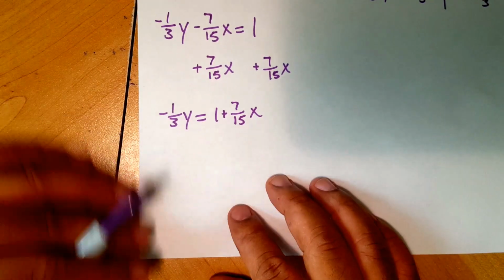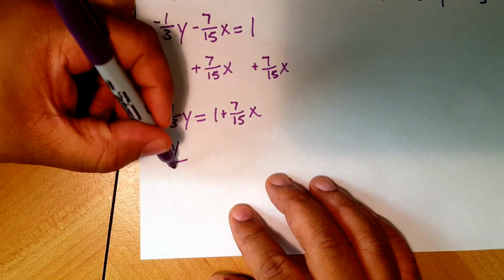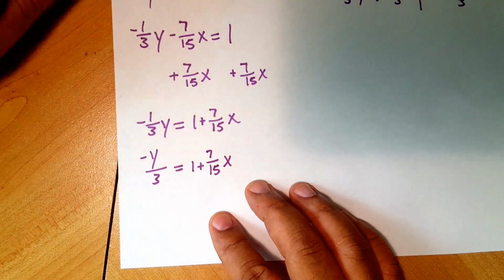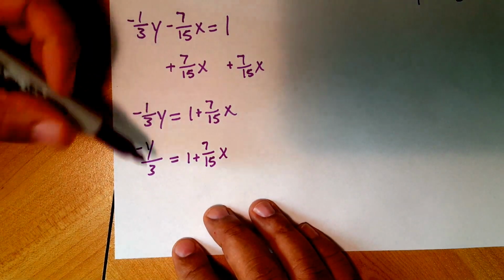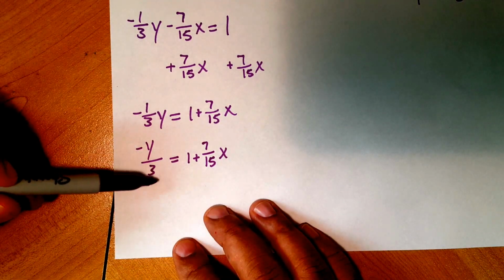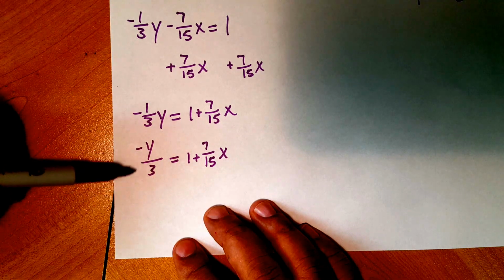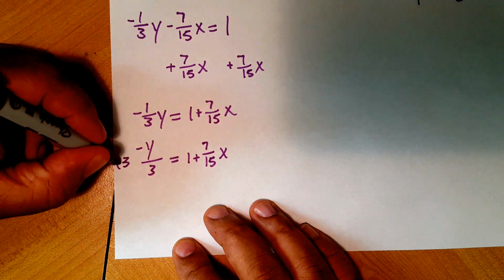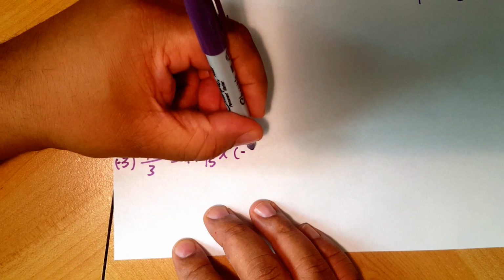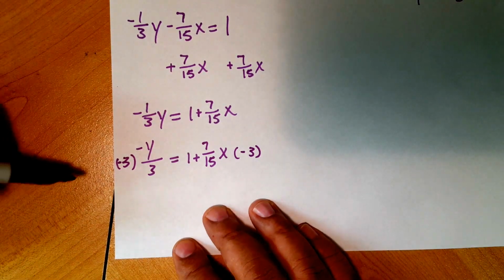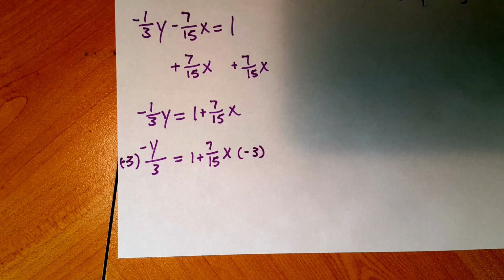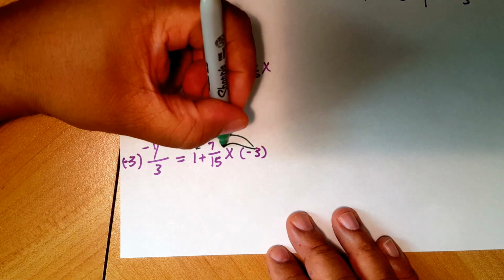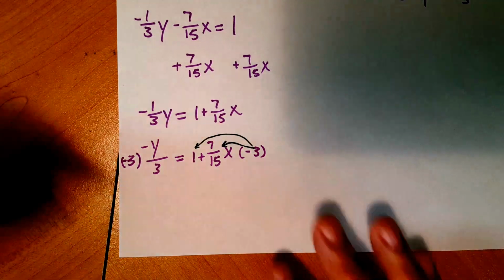So, let's look back. So now we have -y/3 is equal to 1 plus 7/15 x. And since this right here is division, because of the denominator, we're going to do the opposite, which is to multiply. So we'll multiply both sides by -3. Now when we multiply by -3, that means that we're going to distribute this -3 to both terms, okay? Don't just do it on one of them, do it on both of them.